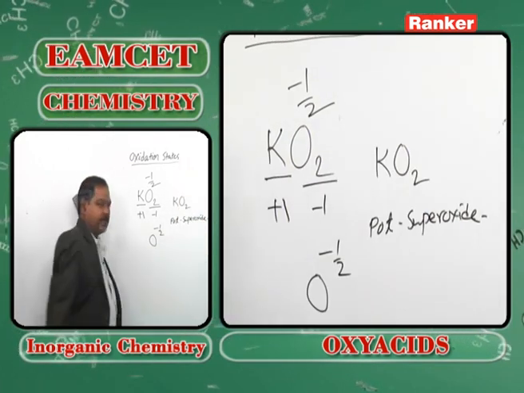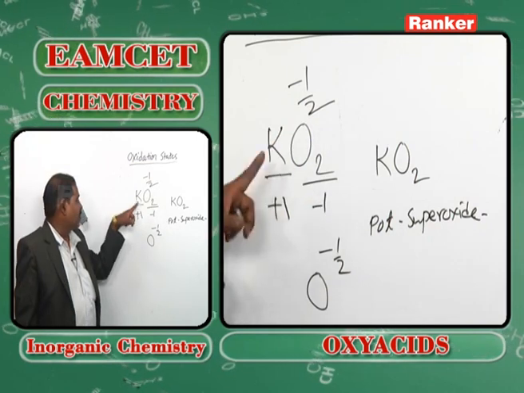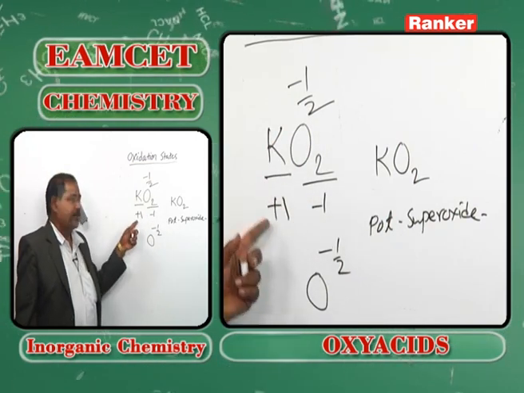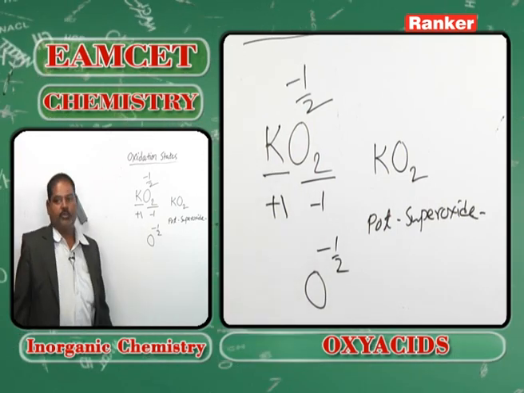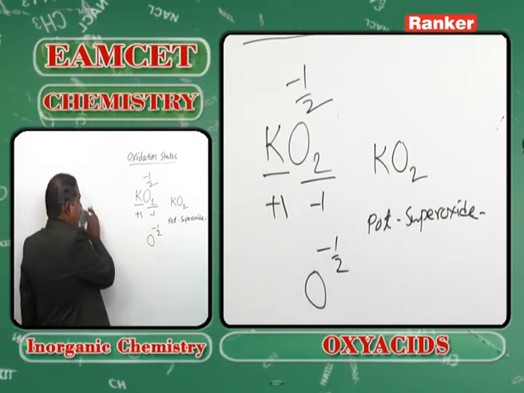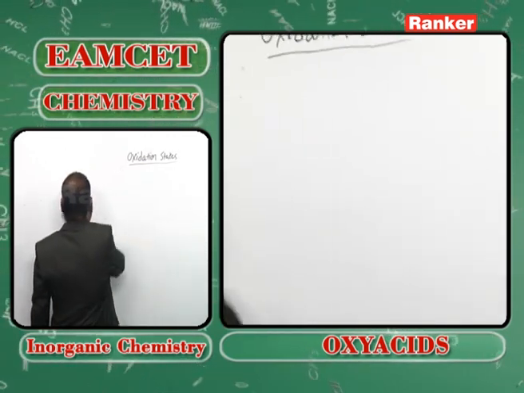Therefore, KO2 is potassium superoxide. Why do I call it a superoxide? Because oxygen is -half. Why is oxygen -half? Because potassium is +1. Why is potassium +1? It is always +1, fixed. So, if you have an element with a fixed oxidation state, it is very easy for you to deal with things.